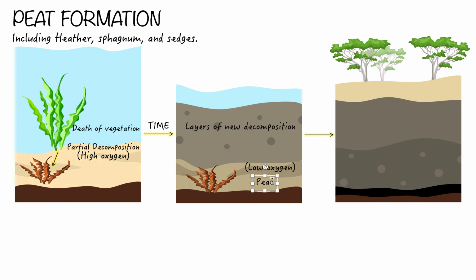Now, so this happens, like I said, over thousands of years. People can dig out this peat and burn it as fuel, okay? So it's a source of energy, but it's a non-renewable source of energy. And what does that mean?